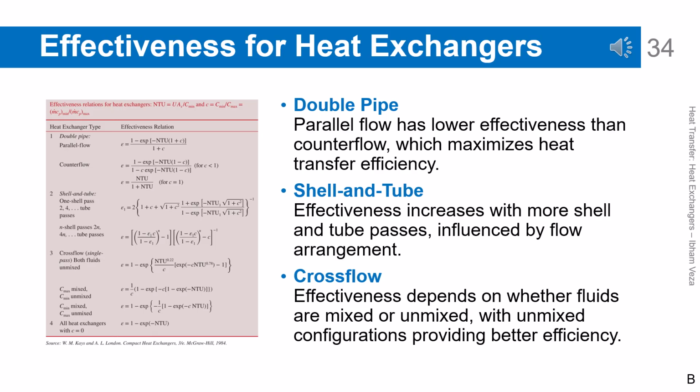Effectiveness relations for heat exchangers. Effectiveness is used to express how close a heat exchanger performs compared to the ideal case. For double pipe exchangers, the counterflow configuration is always more effective than parallel flow. In shell and tube exchangers, effectiveness increases with the number of passes. For cross-flow exchangers, whether the fluids are mixed or unmixed strongly affects the effectiveness. This concept forms the basis of the effectiveness NTU method.